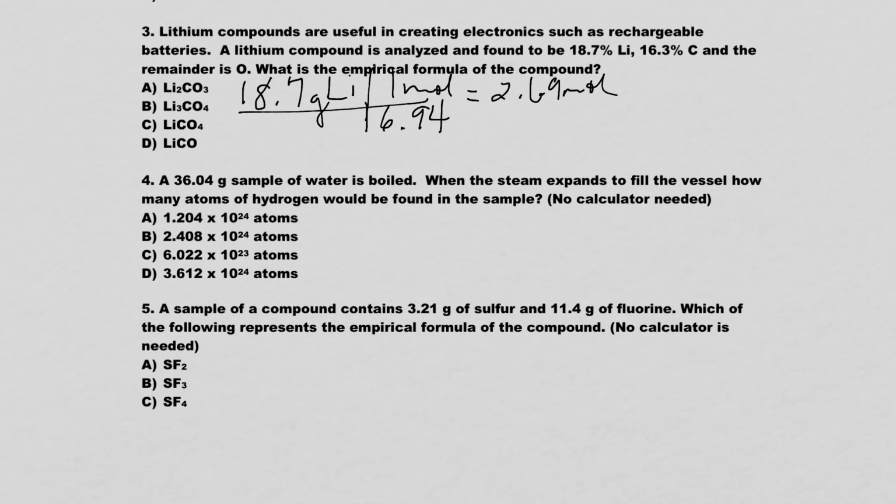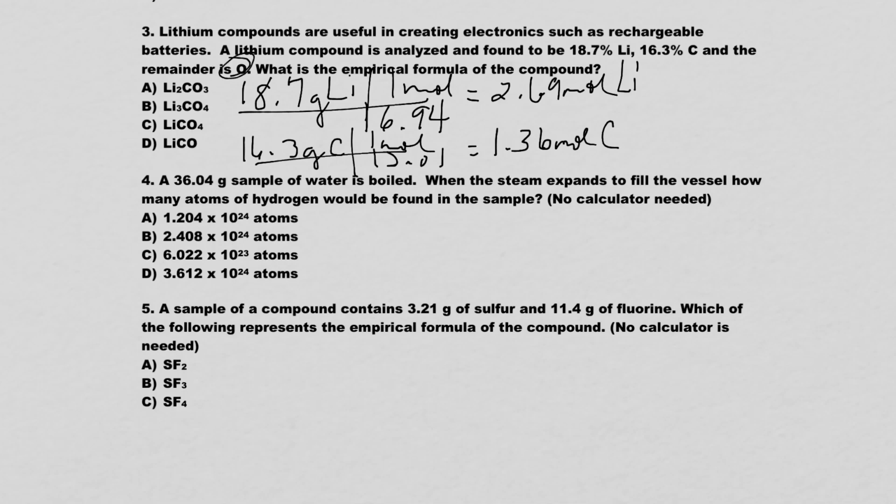Then the next, I need to change another percent, so I've got 16.3 grams of carbon. Again, you can see you're going to want to use a calculator, so I've got 1 mole divided by carbon's molar mass, which is 12.01. When I do that math, I end up with 1.6 moles. So you have lithium and carbon. And then the last percent, we're not actually given. It says the remainder is oxygen.